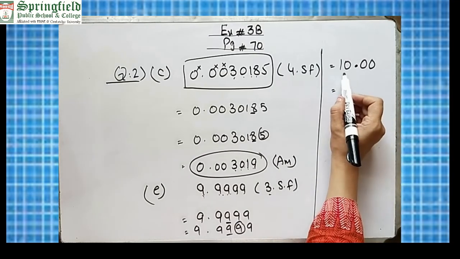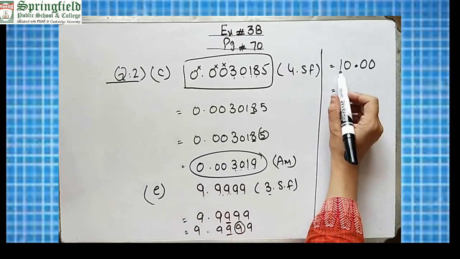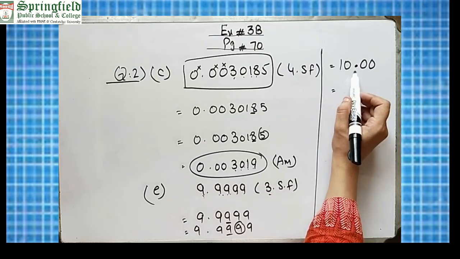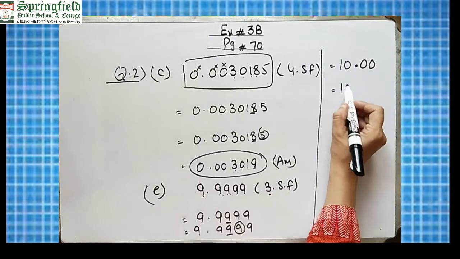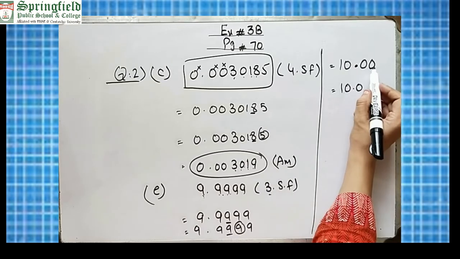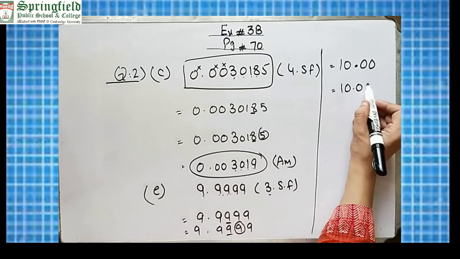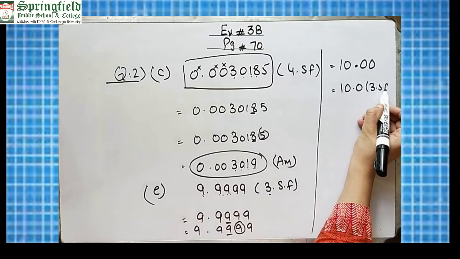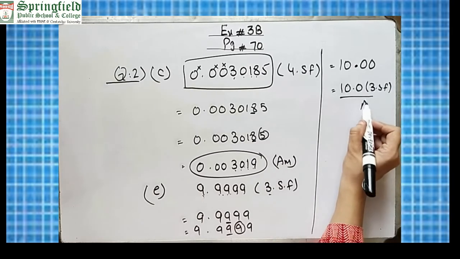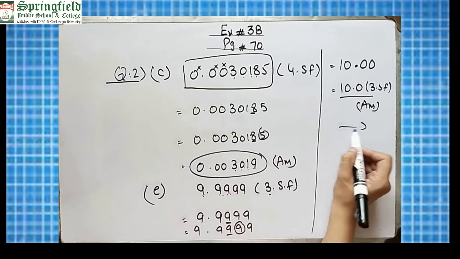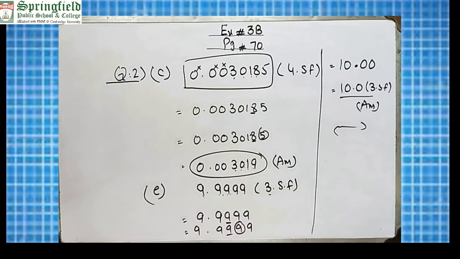And as we know, the zeros after the non-zero digits in a decimal number are significant. It means we will write just 10.0. This last zero is not significant. 3 significant figures. This is your answer. Understood beta? Now do the practice of these other parts in your notebook, and the rest of the parts are your task. Okay, now come to question number 4.